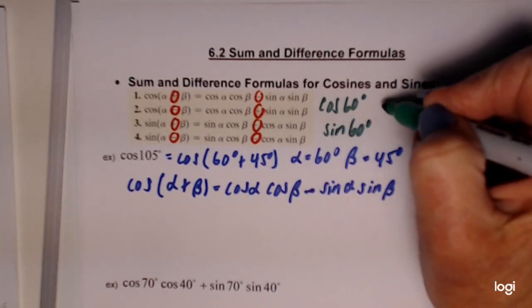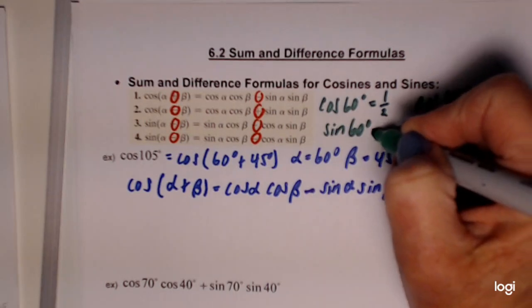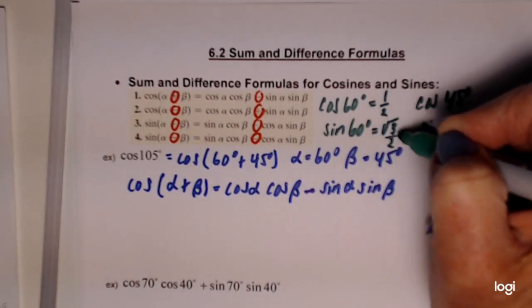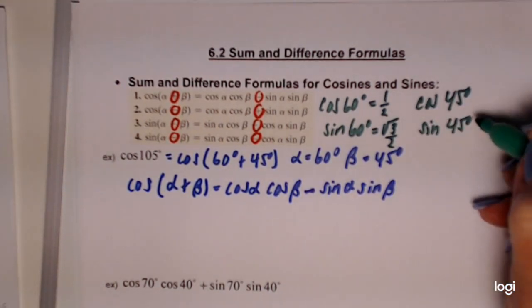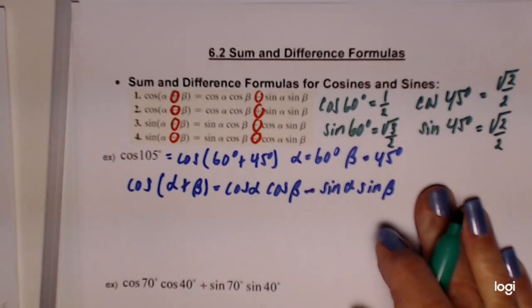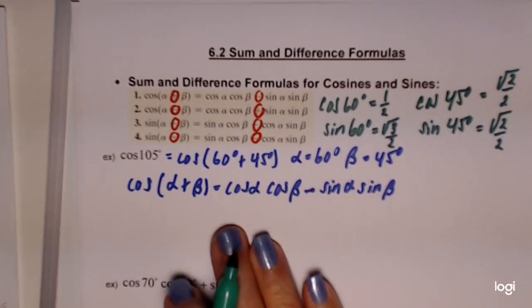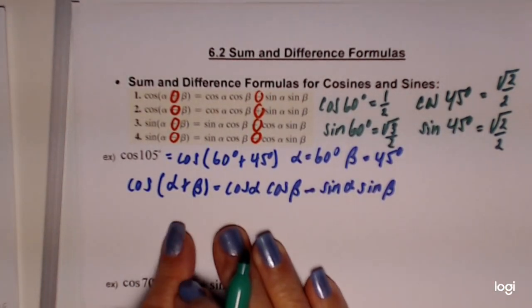So the cosine of 60 degrees is 1/2. The sine of 60 degrees is radical 3 over 2. And then over here, the cosine of 45 degrees is radical 2 over 2, and the sine of 45 degrees is also radical 2 over 2. So we have the four sine and cosine values that we need. So now we can come back here into our formula and start to do our substitution.